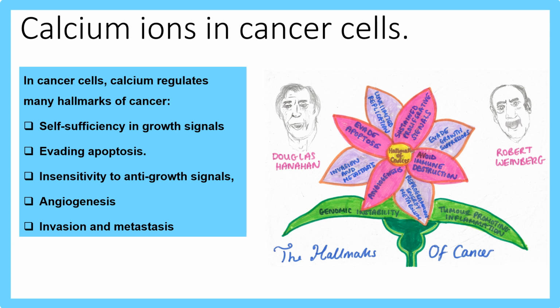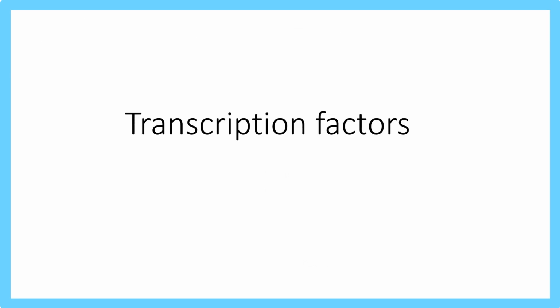Now, in relation to calcium ions, the secondary messengers, calcium ions actually regulate many hallmarks of cancer. More specifically, self-sufficient growth signals, evading apoptosis, insensitivity to antigrowth signals, angiogenesis, invasion and metastasis. These hallmarks have been developed by Douglas Hanahan and Robert Weinberg. So you can see how the hallmarks of cancer and calcium ions interrelate. So let's progress on to transcription factors.